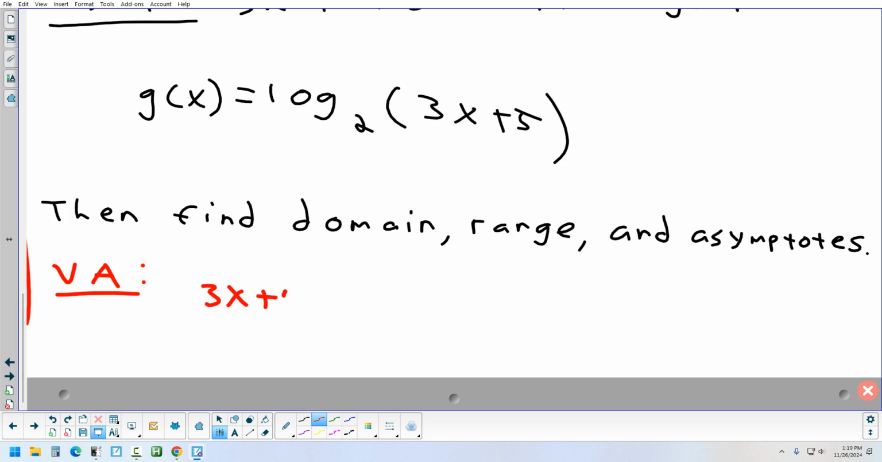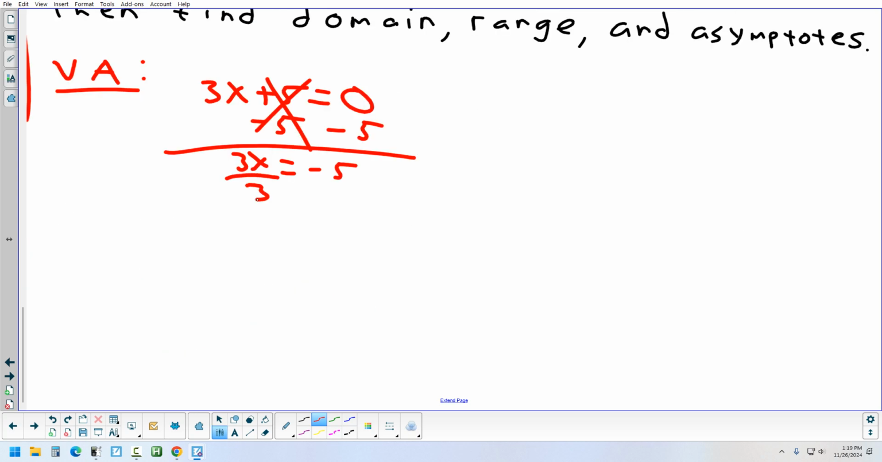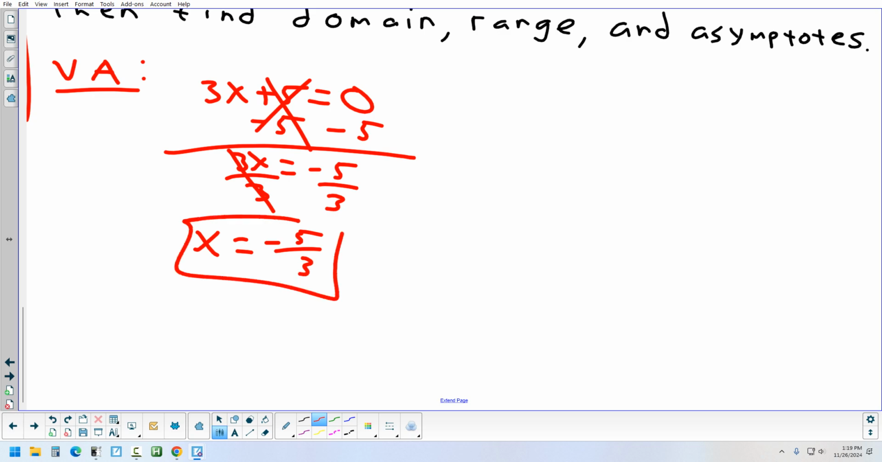3x plus 5 equals 0. And my first step to get x by itself? Subtract 5. Then you divide by 3. And yep, divide by 3. So what is my vertical asymptote? Negative 5/3. Yep. As a decimal, that's about negative 1.6 repeating. It's negative 1 2/3.